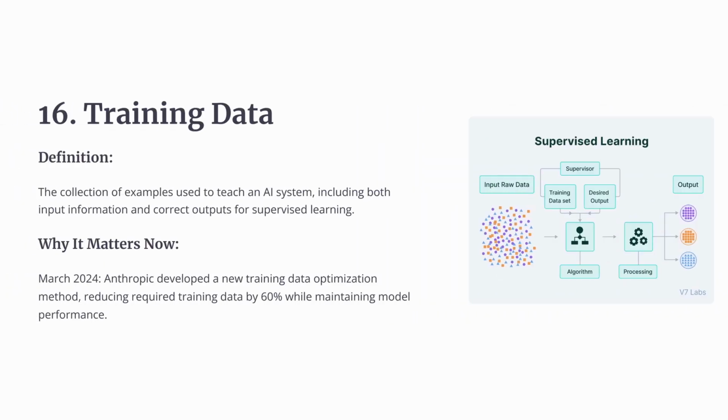Training data is the collection of examples used to teach an AI system, including both input information and correct outputs for supervised learning. This is the kind of homework we give to AI, the examples it learns from. Anthropic's breakthrough is like finding a way to teach someone a language in half the time with fewer examples. They figured out how to make artificial intelligence learn more from less, which makes developing new AI systems faster and more efficient.